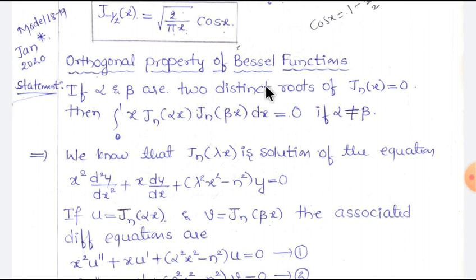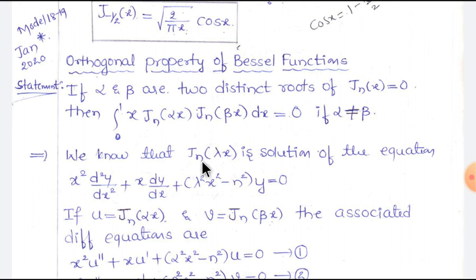If alpha and beta are the same, meaning alpha is equal to beta, then one more result: 1/2 [J_n'(alpha)]^2 is equal to 1/2 [J_(n+1)(alpha)]^2.